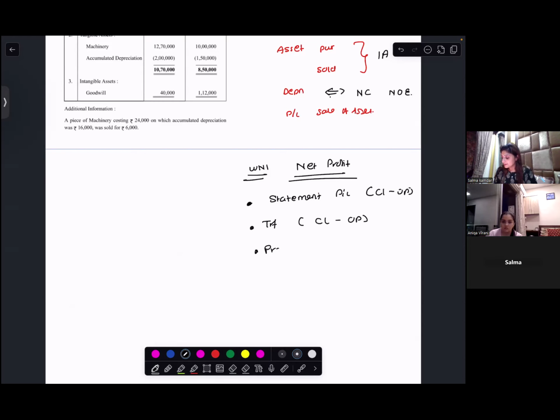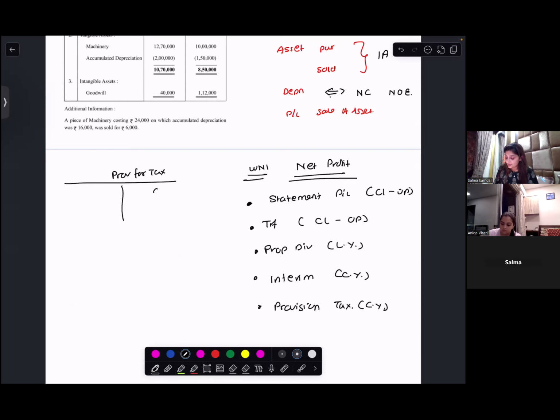Dividend paid: proposed dividend last year and interim dividend current year. Provision for tax, and for provision for tax again you make a working note. Current tax, working note for provision for tax.